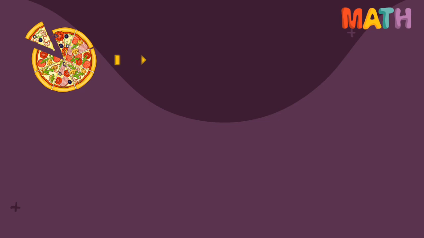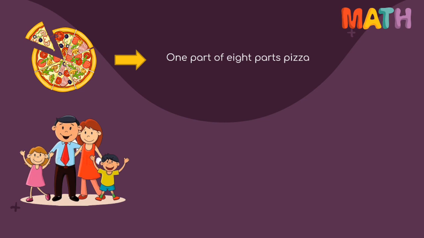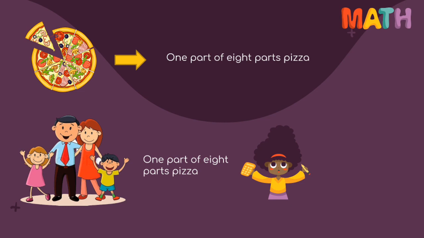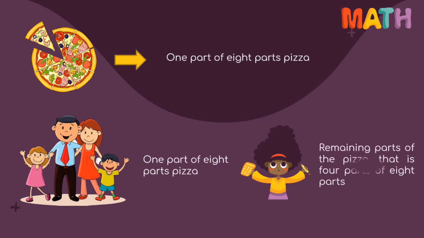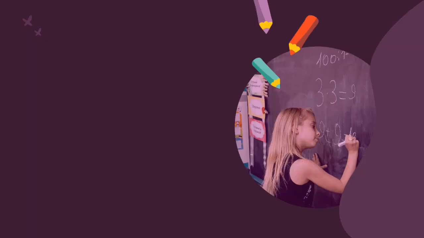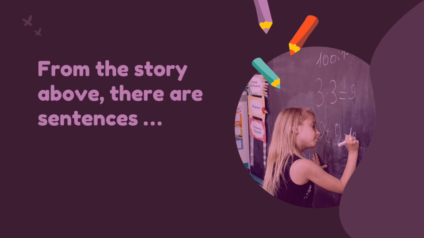After that, Rini will give one part of the 8 parts of pizza to each family member, so her family will get 1 part of 8 parts of pizza, and of course, Rini will get the remaining parts of the pizza, that is 4 parts of 8 parts of pizza. From the story above, the most important sentences in fraction are: 1 part of 8 parts of pizza and 4 parts of 8 parts of pizza.